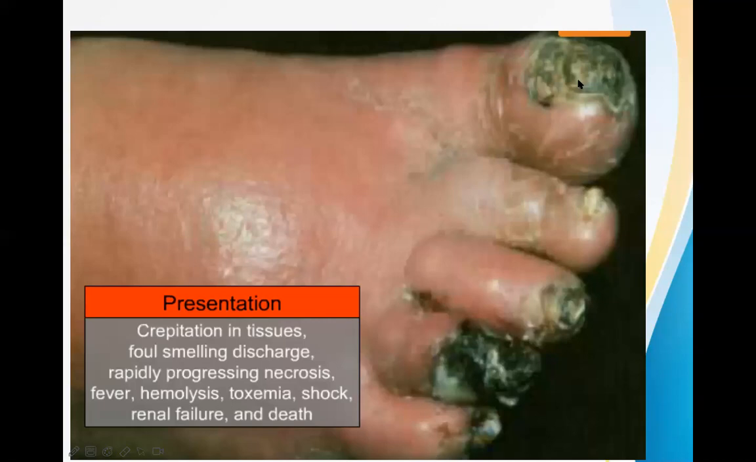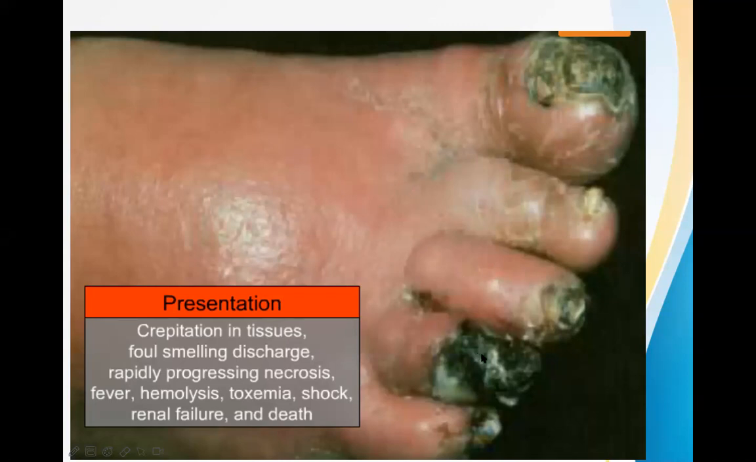Now this is the picture of the presentation. Look at this area. There's a crepitation in the tissue. We cannot see this crepitation; it can only be felt. You have to palpate there with a gloved hand. You have to feel those areas. If a crackling sensation is felt, then these are called gaseous collections.